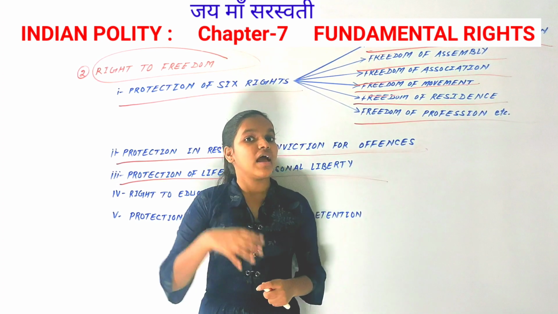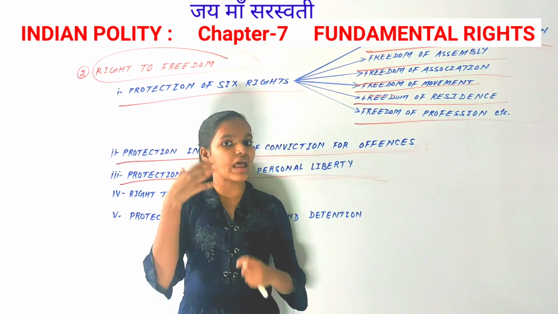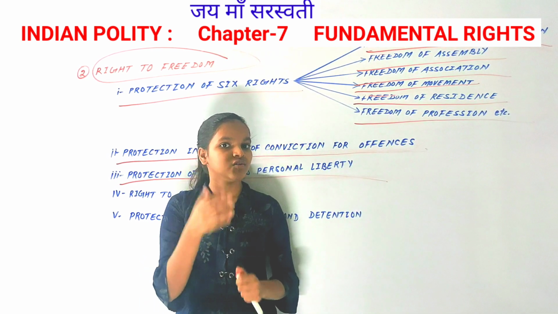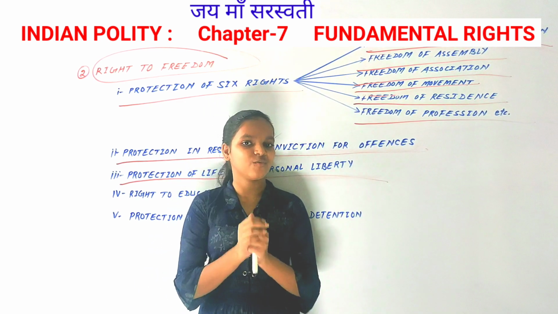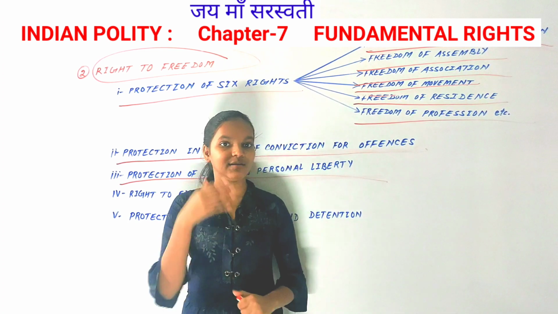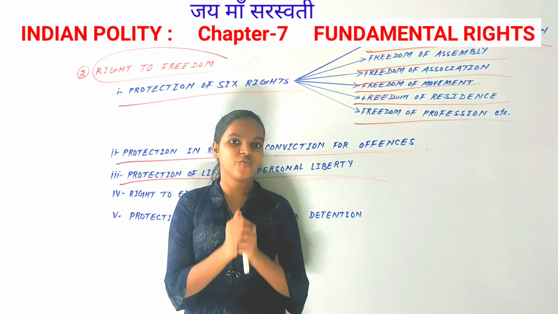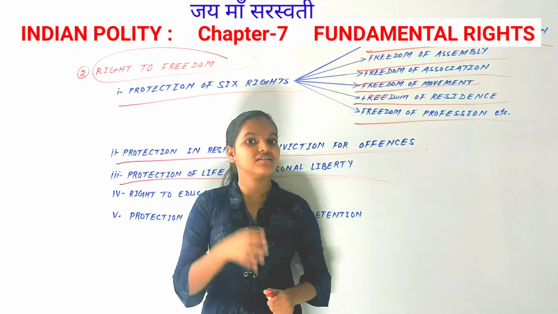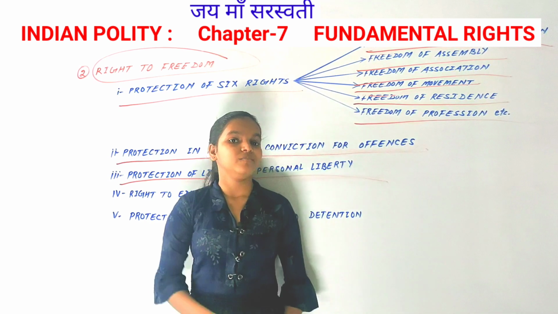But in the Constitution it is still written as procedure established by law, while according to the cases the Supreme Court says procedure established by law and due process of law. So according to the cases it can be either procedure established by law or the due process of law, but in the Constitution it is written as procedure established by law.